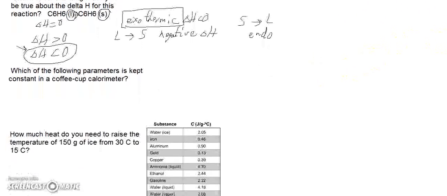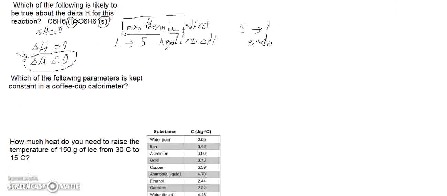Okay, which of the following parameters is kept constant in a coffee cup calorimeter? And then the choices were temperature, volume, pressure, and kinetic energy. Lots of people selected temperature. The correct answer is pressure. And I think lots of people selected temperature because in our lab, if you remember the lab that we did for this, that's what you measured.